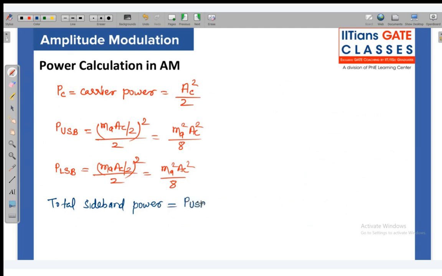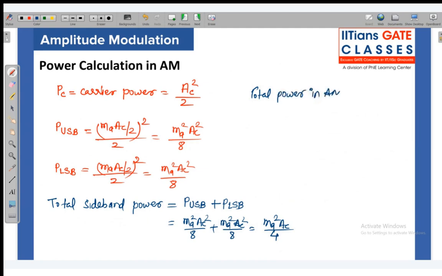You have to add the power of the upper sideband and lower sideband. When you add them, you will get MA square AC square by 4. Now if I ask you to calculate the total power in amplitude modulation, the total power in amplitude modulation.